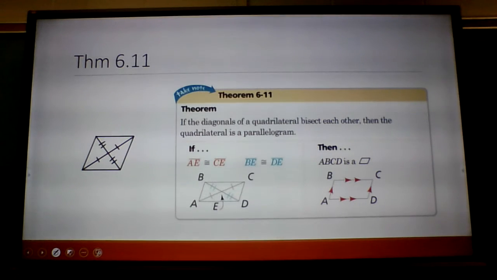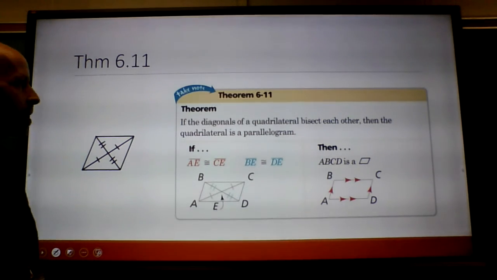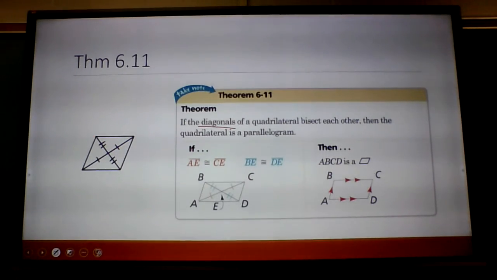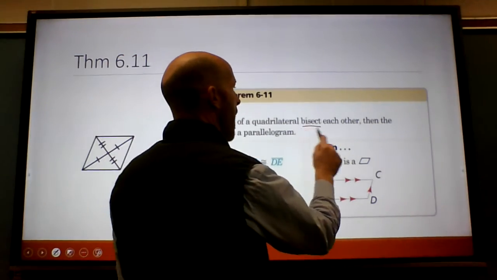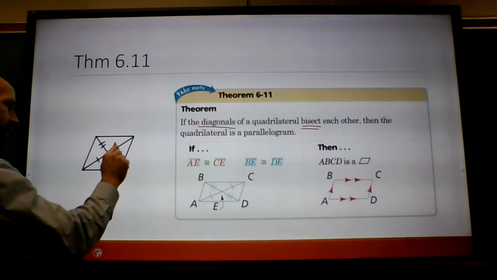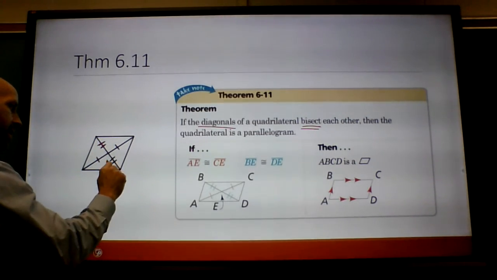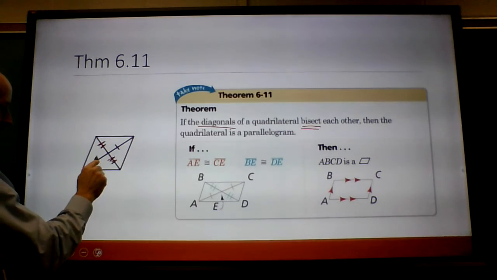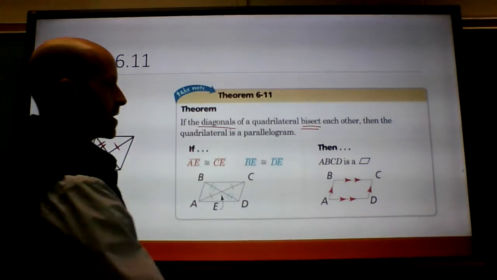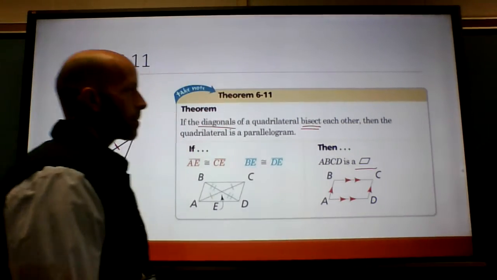And theorem 6.11, this one talks about the diagonals, like these here. If the diagonals of a quadrilateral bisect each other, in other words, if this diagonal is divided into two congruent pieces, and similarly this one is divided into two congruent pieces, then it has to be a parallelogram.